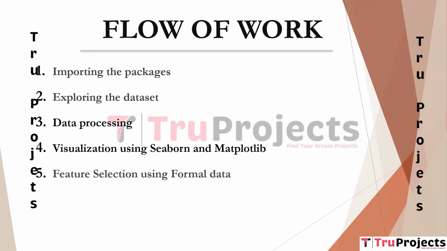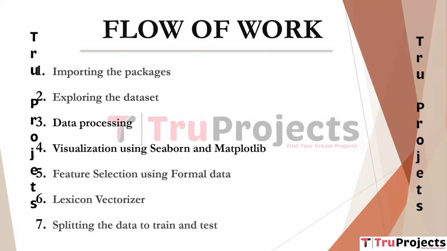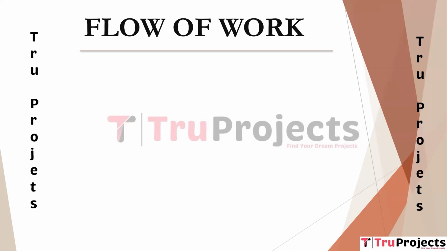Feature selection using formal data. This step involves the formal selection of relevant features from the dataset, ensuring that only the most important attributes are used for the analysis. Lexicon vectorizer. This module employs a lexicon-based vectorization technique to represent text data in numerical format, facilitating sentiment analysis. Splitting the data into train and test. Here the dataset is divided into training and testing subsets to evaluate the performance of machine learning models.